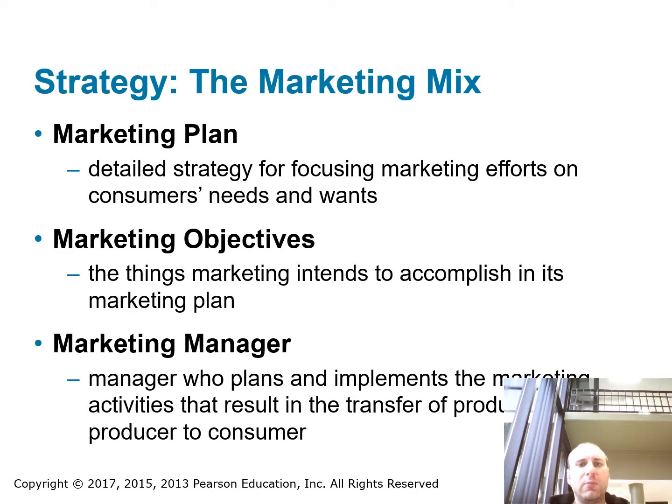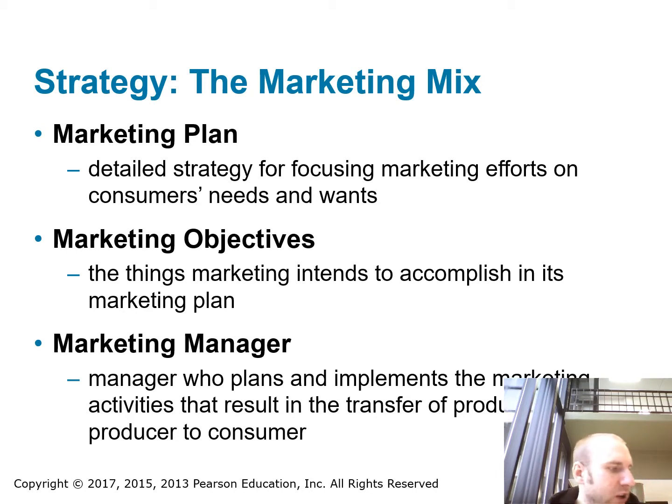Strategy, the marketing mix. So the marketing mix is also considered the 4 P's of marketing, which is product, place, price, promotion. Okay, marketing plan. This is the detailed strategy for focusing marketing efforts on consumers' needs and wants. Okay, and then it would involve the different strategies. In our class so far, we've talked about 2 main strategies, and those would be low cost and differentiation.